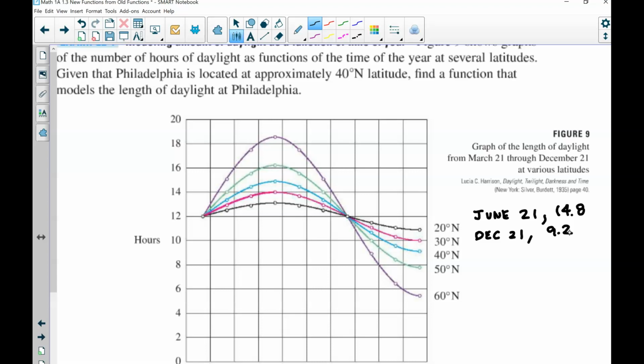again is the factor by which we have to stretch the sine curve vertically, is taking the value of 1/2 and then multiplying it by 14.8 minus 9.2, which gives you a value of 2.8.